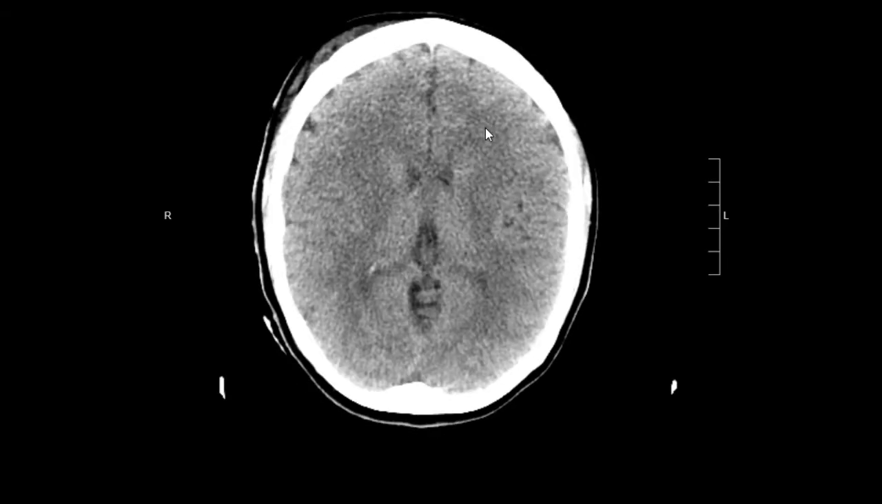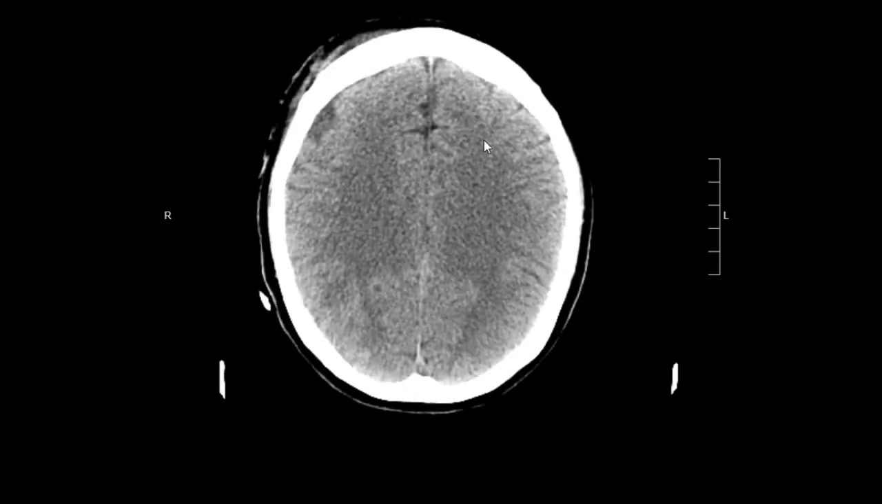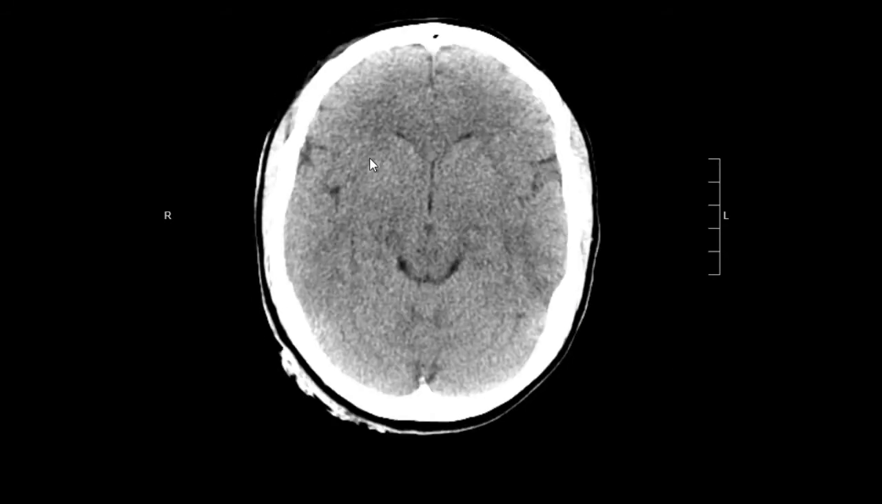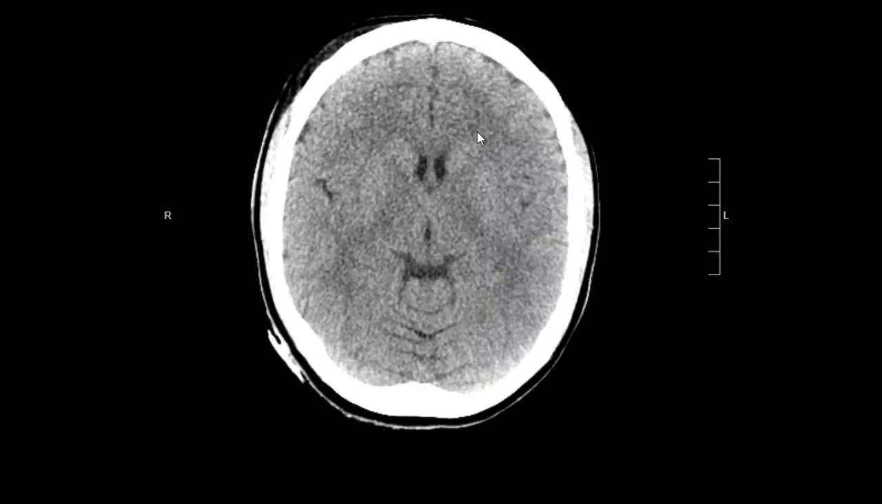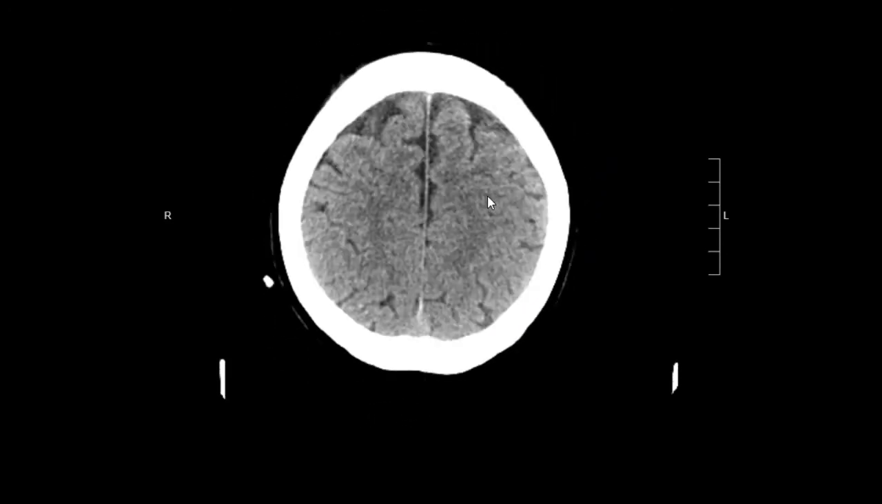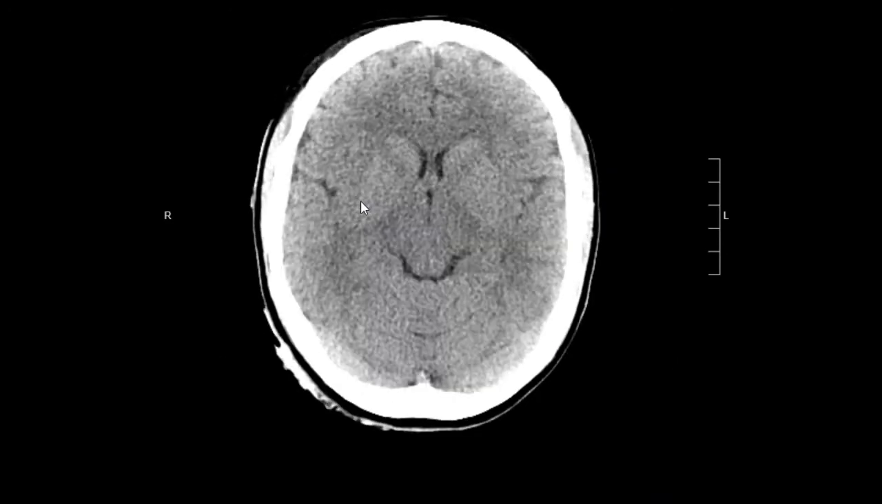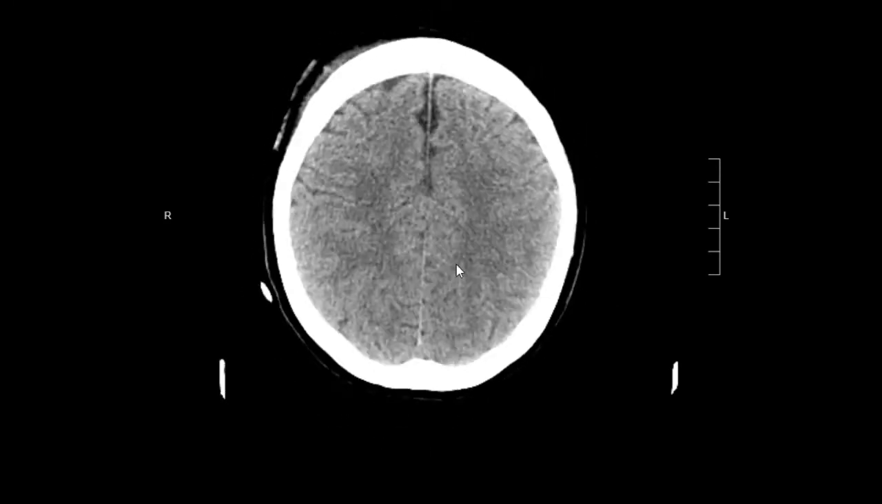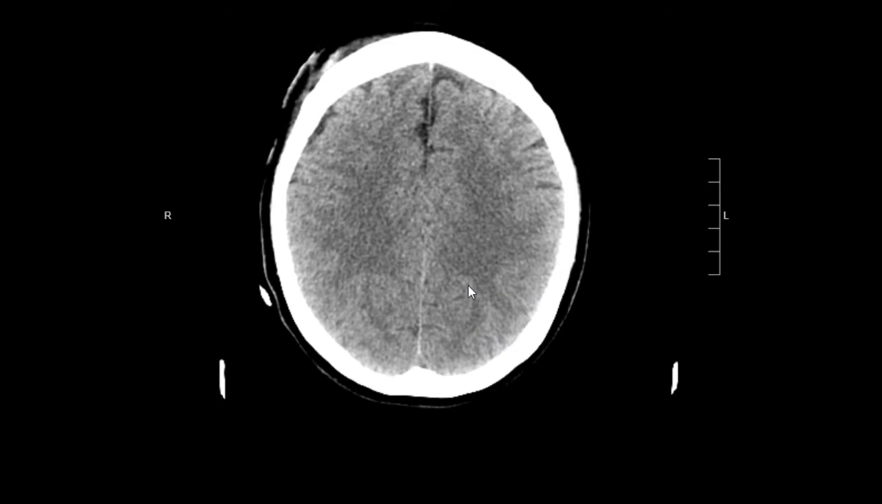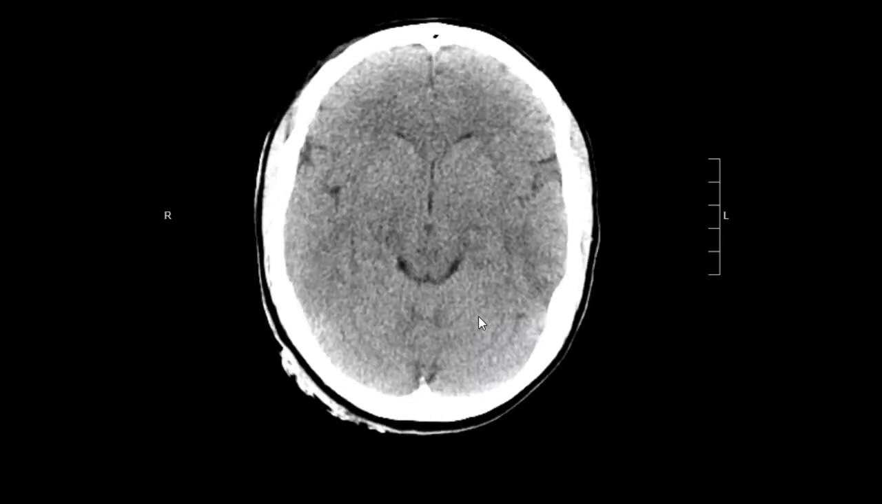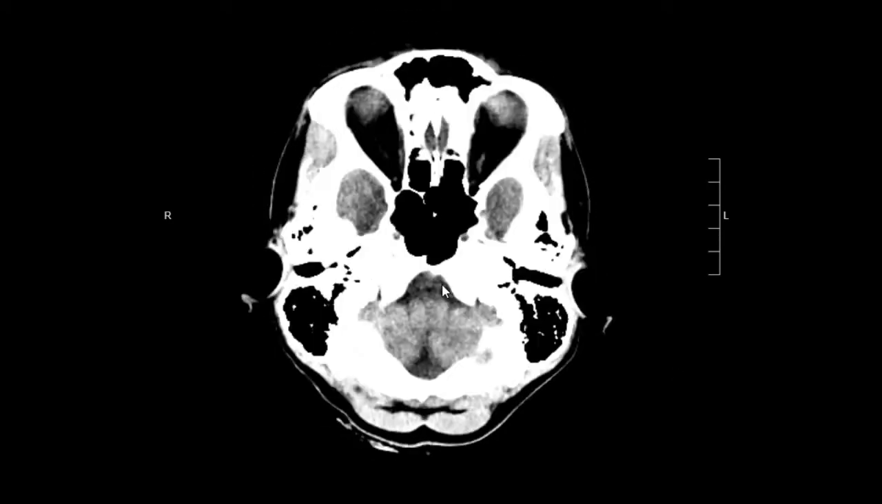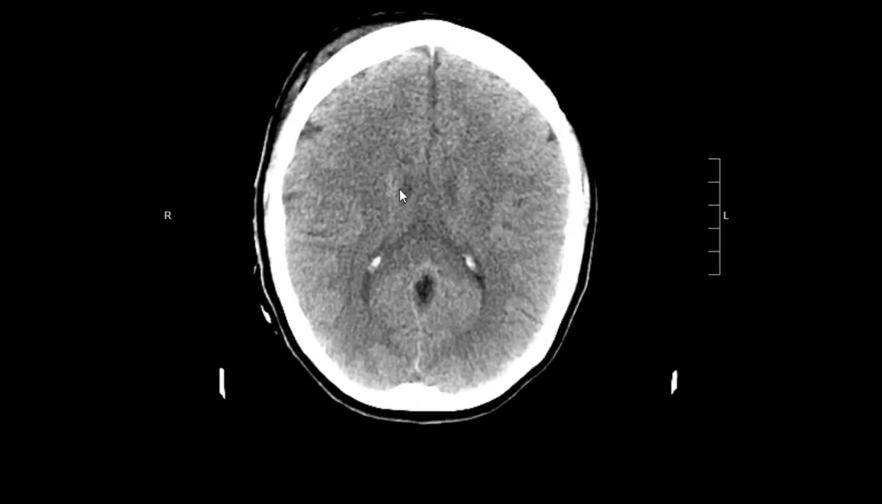Next structures we're going to evaluate is the white matter generally, looking for any kind of white matter disease, and this is a younger patient, so we expect it to be relatively clean, and there's no obvious subcortical white matter disease on this exam. We'll look at the ventricles. Start off with the lateral ventricles.